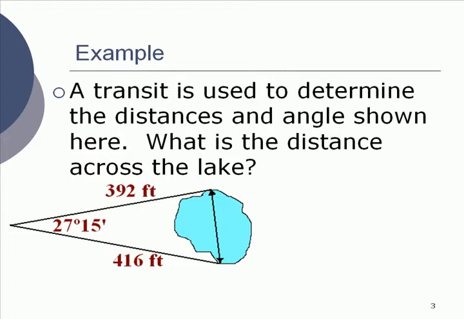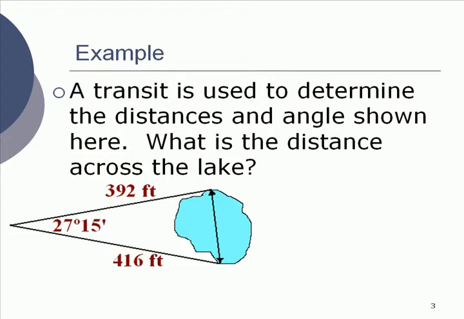We have ourselves a lake. We want to know, well, pond. We better go with pond here. A little pond. And we can use a transit. This is one of the principles that is used to measure inaccessible distances. We would set a transit at the left edge of that triangle that's formed. We can use the transit to measure distance, such as the 392. We could also measure the distance 416.